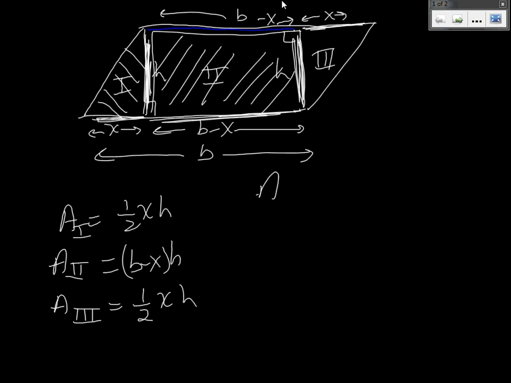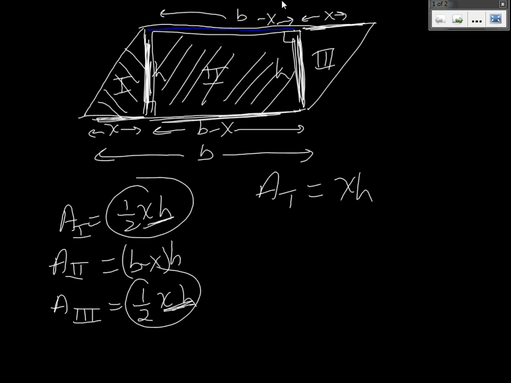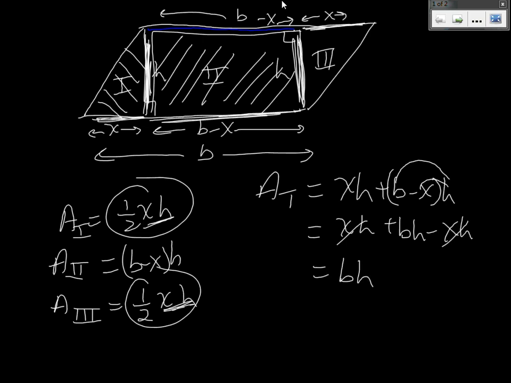So now the total area is this plus this. Well, if you have a half of one thing and you add another half of that same thing, you get one of those things, namely xh, plus area 2, b minus x times h. And here's where the magic comes along. You have to add bh, and then you have to take away xh. That cancels, and you just get b times h.